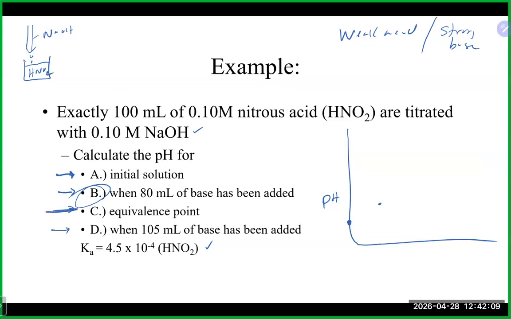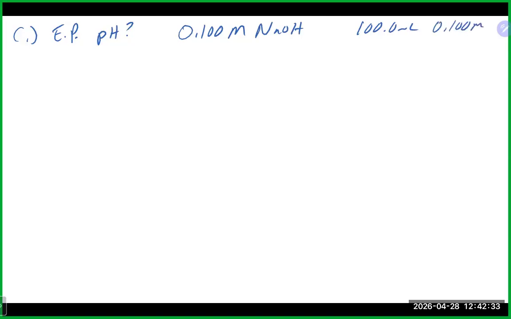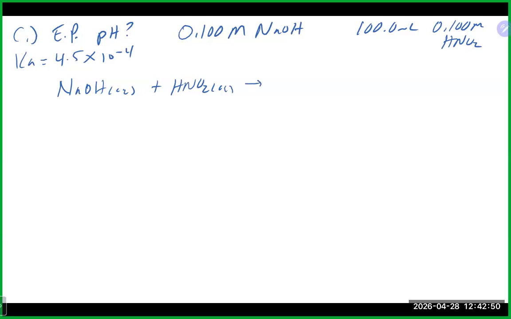All right, so off to C here, and at C we're looking for what is the pH at the equivalence point. So we're looking for the equivalence point pH. And we're adding obviously 0.1 molar sodium hydroxide to our 100 milliliters of 0.1 molar HNO2. Again, still the same Ka value, 4.5 times 10 to the minus 4. Still obviously have our reaction that's going to occur here. So a little sodium hydroxide, a little HNO2, going to get us our NaNO2 and our H2O in this case.